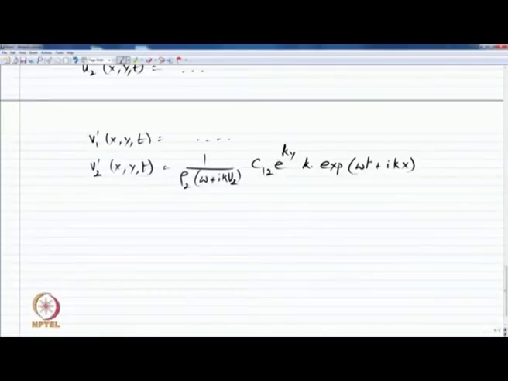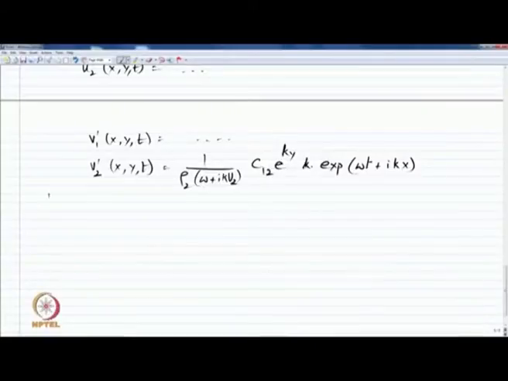So, now we have the flow fields and we have two undetermined constants C 1 2 and C 2 1. So, let us quickly take stock of that. And we will use the two sets of boundary conditions that we have, the kinematic and the dynamic boundary conditions, to calculate a value for C 1 2 and C 2 1 such that we have a non-trivial solution for the problem.